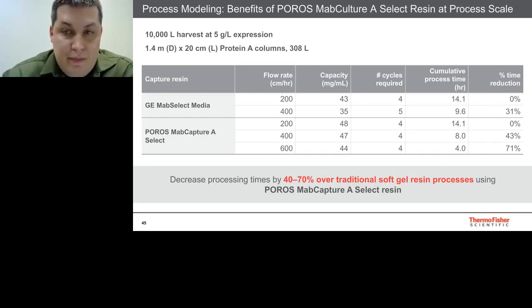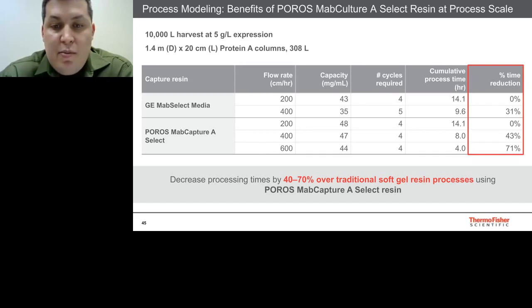the Poros MabCapture A Select would have a greater time saving because there would have to be an extra purification performed using MabSelect due to its loss of binding capacity and the extra purification being needed. At 600 centimeters per hour, Poros MabCapture A Select would still be able to purify the entire feedstock in 4 purifications, and as such, the time reduction is significantly greater.